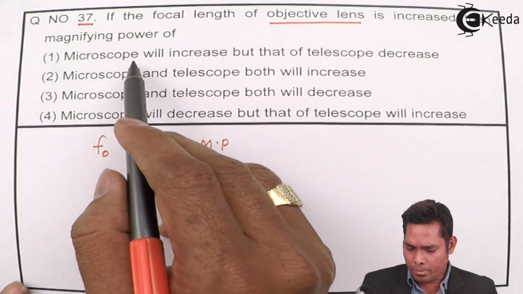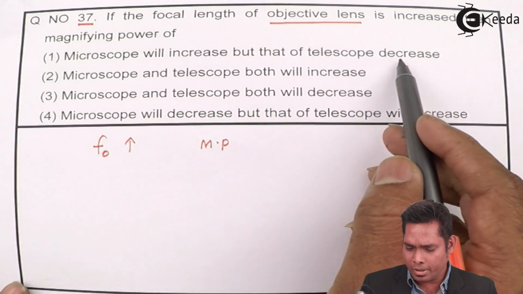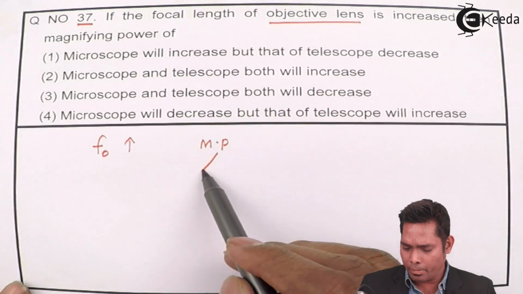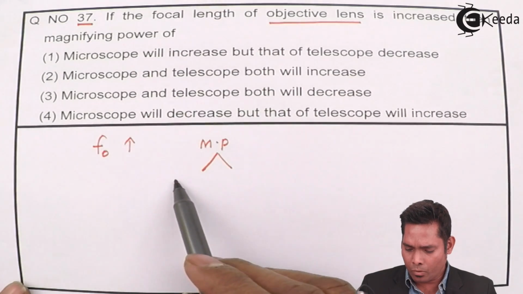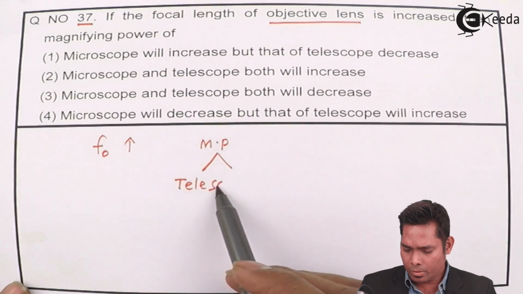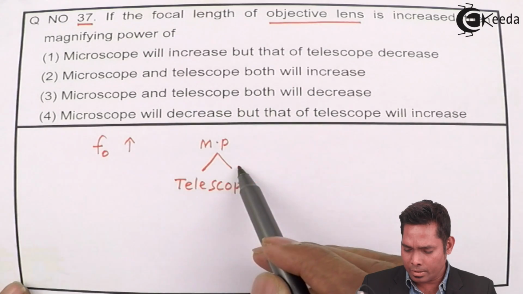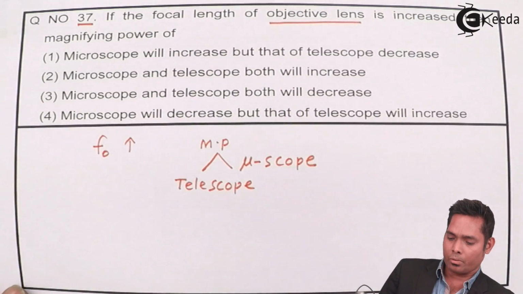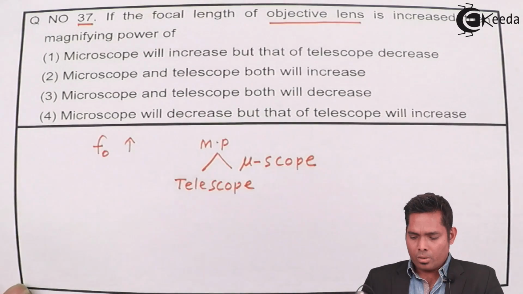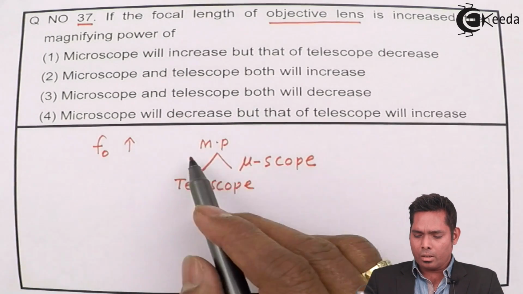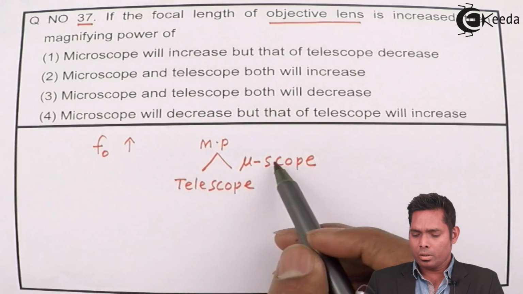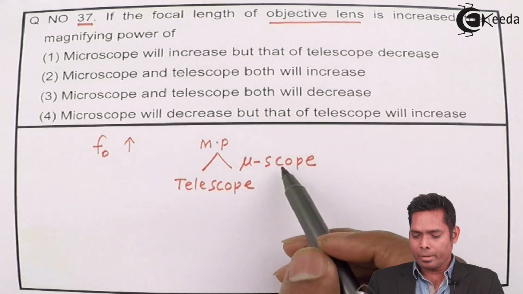Then the magnifying power of microscope will increase, telescope will decrease, telescope both will increase. That means what will happen to the magnifying power of telescope as well as microscope, that we will discuss. You have to first write the magnifying power for both the telescope and microscope.